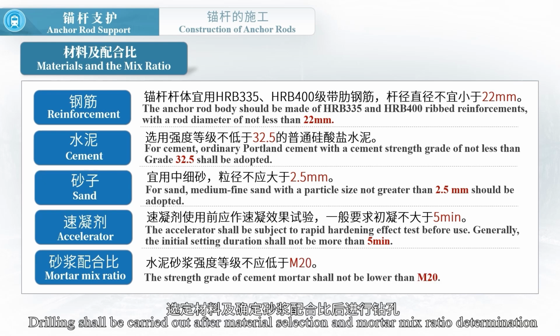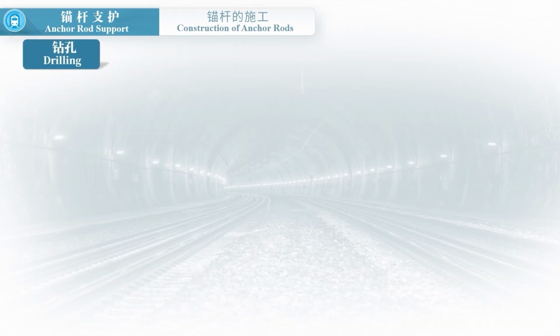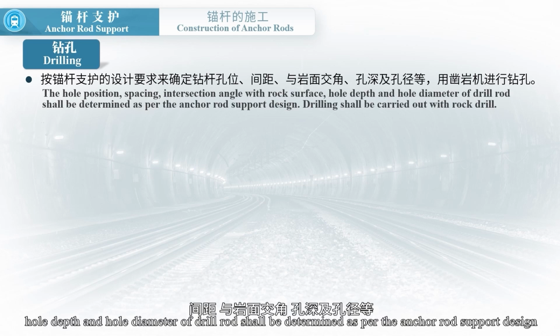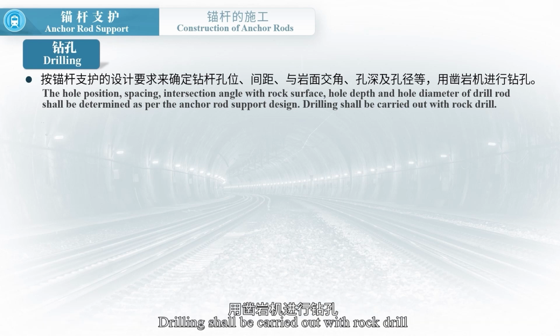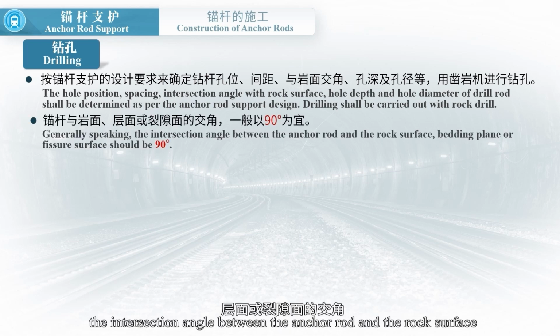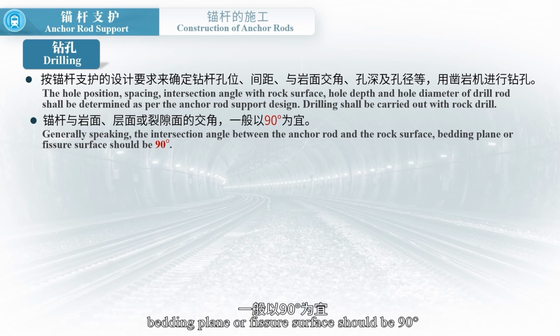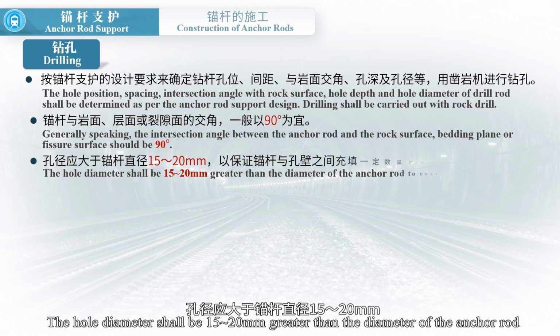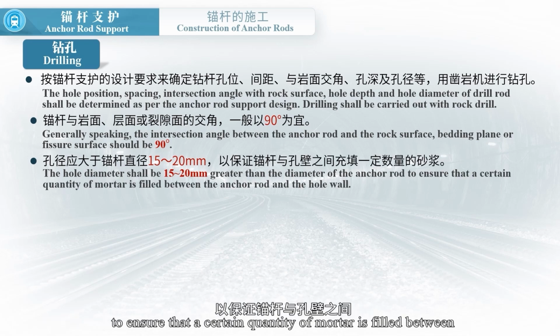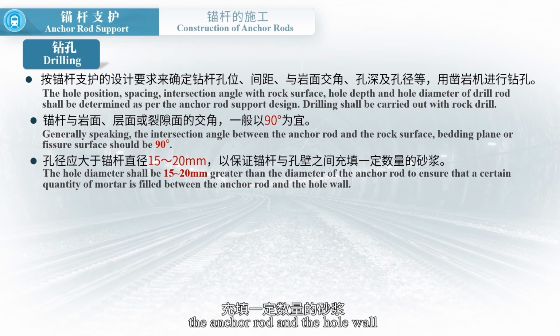Drilling shall be carried out after material selection and mortar mix ratio determination. The hole position, spacing, intersection angle with rock surface, hole depth and hole diameter of drill rod shall be determined as per the anchor rod support design. Drilling shall be carried out with rock drill. Generally speaking, the intersection angle between the anchor rod and the rock surface, bedding plane or fissure surface should be 90 degrees. The hole diameter shall be 15-20 mm greater than the diameter of the anchor rod, to ensure that a certain quantity of mortar is filled between the anchor rod and the hole wall.